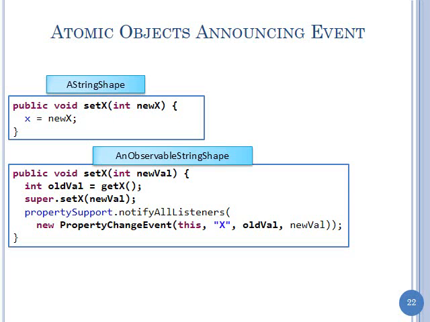And I go and say property support, notify all listeners, this X old val new val. Okay? So basically all your atomic classes with your getters and setters must be changed. But if you use inheritance properly, a set X method is not repeated in more than one class. A set Y method is not repeated in more than one class. A set width and set height methods also not repeated. So because of inheritance, you'll be able to change only 4 methods and get it all working.